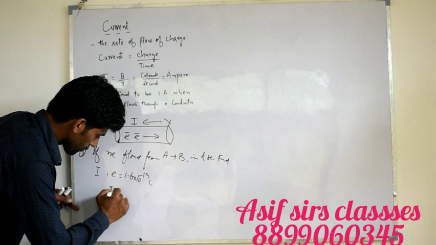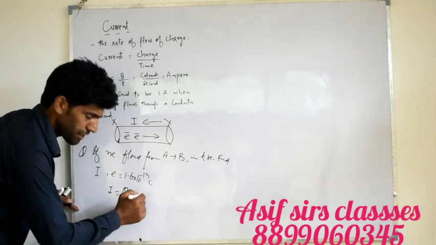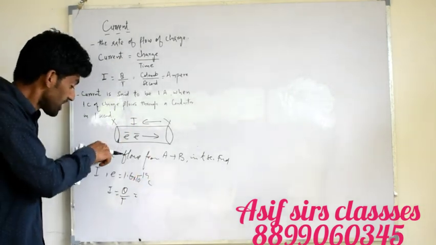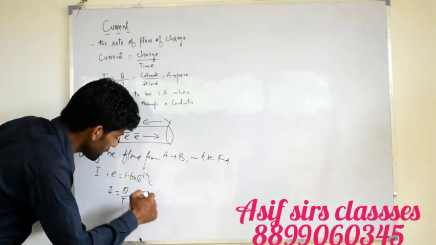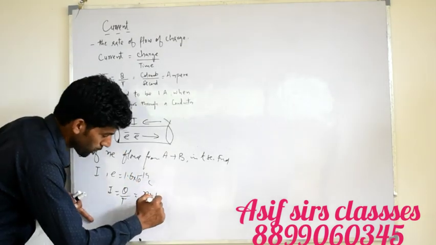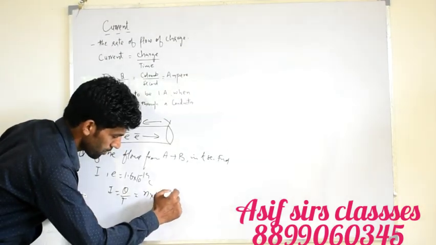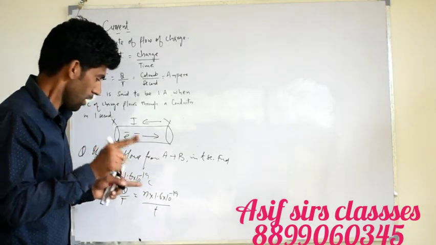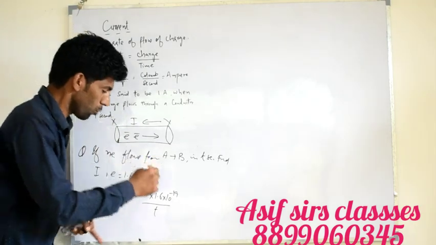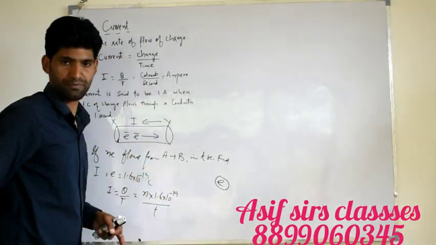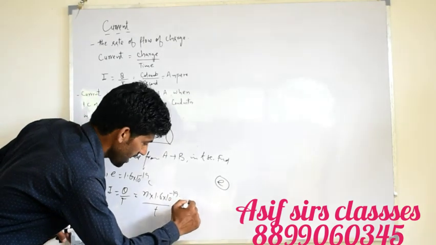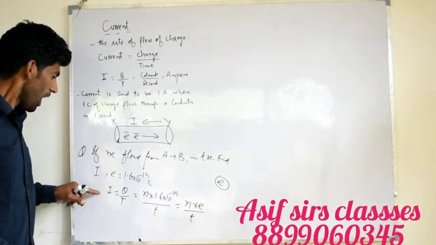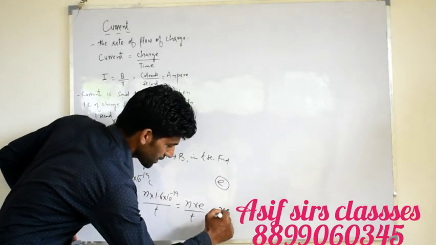We may write I is equal to Q divided by T. Here Q is charge. Here charge is electrons, but how many electrons? That is n electrons. So I may write n into e, where e is the charge of an electron, 1.6 times 10 to the power minus 19 coulomb, divided by time T. In physics, 1.6 times 10 to the power minus 19 coulomb is represented by the letter e. That's the basic charge. So I is equal to ne divided by T.